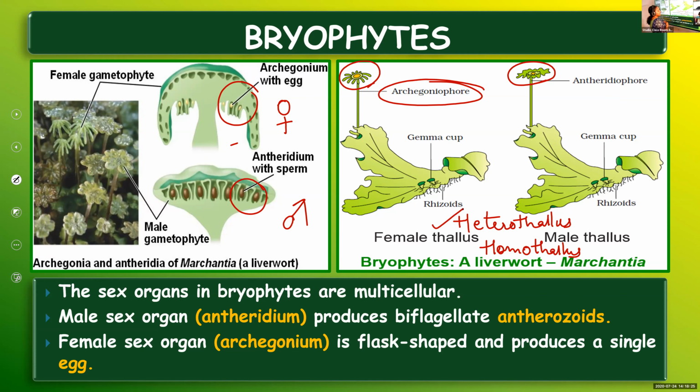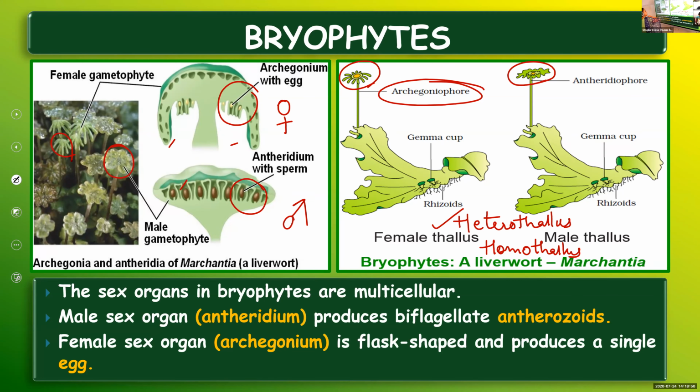Heterothallus, because in different thallus you can find male and female sex organs. So you can find archegoniophore. They are certain stalk-like structures, and at the tip of that you can see the receptacle. An enlarged view of the receptacle is shown over here. The same receptacle you can see here.